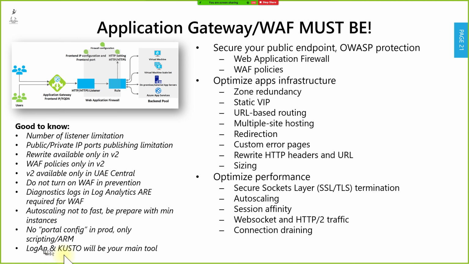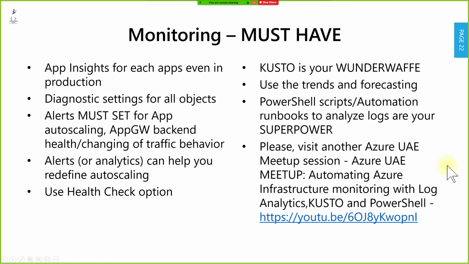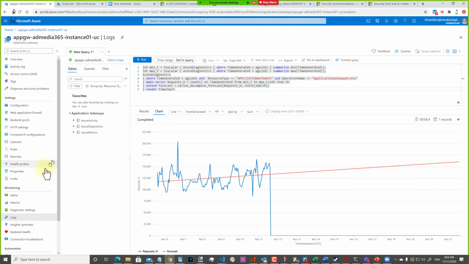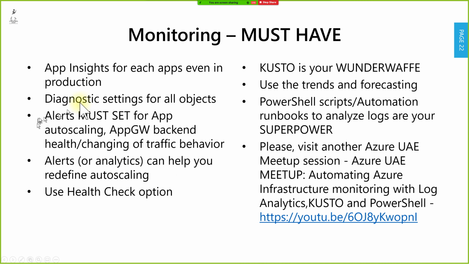And again, Log Analytics and Kusto will be your main tools to work. And we are going to the fourth part, the changing of your application in Azure. So monitoring, must have. You must have Application Insights for each application, even in production, to understand and avoid problems. You have to turn on diagnostic settings for each object that you need. This is the diagnostic settings. We will return to this slide next. It's exactly what we are talking about.